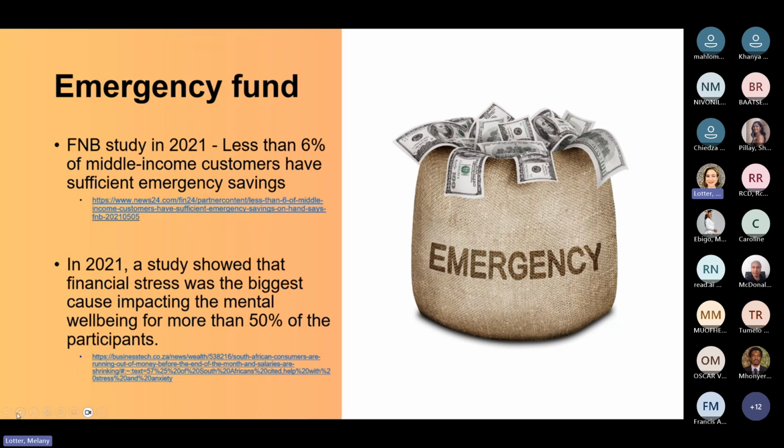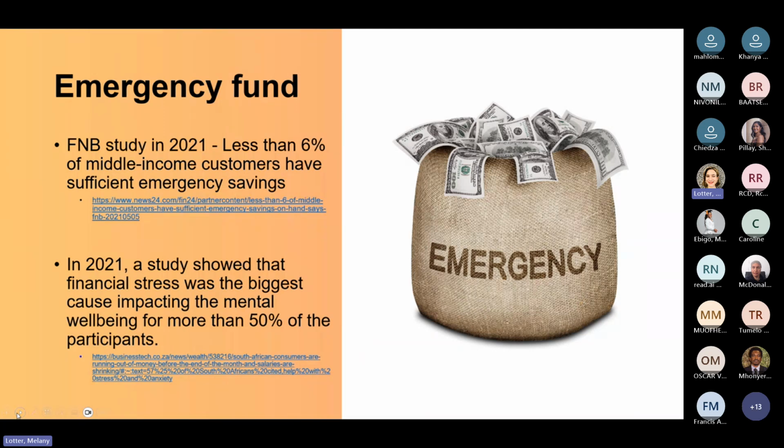The FNB study in 2021 showed that less than 6% of middle income customers have sufficient emergency savings. So that is quite a daunting picture. And what does it show us? As a student, and once you start working, you might be financially on track to your financial goals. You might be on a good savings pathway towards saving for a house, but the moment you have an unexpected expense and you do not have provision for that, it can derail your entire plan. So that's why an emergency fund is very important.